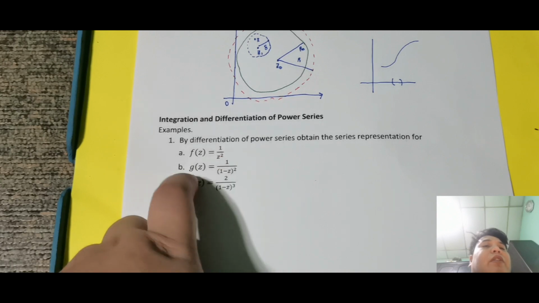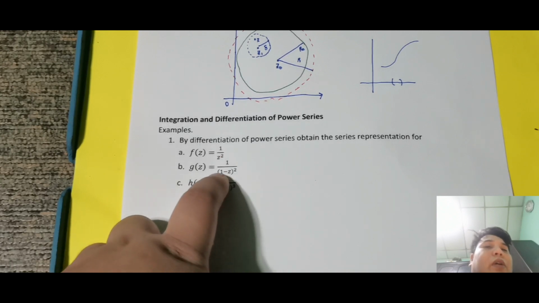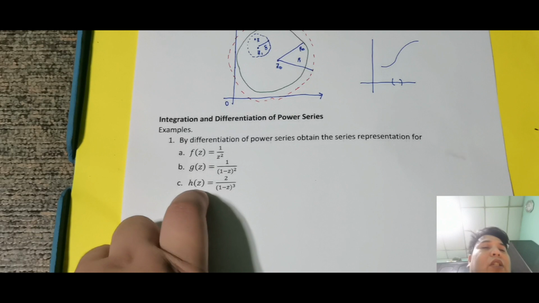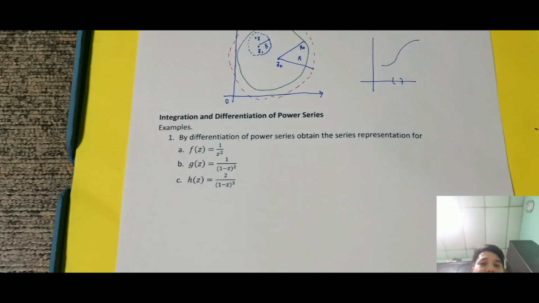f of z is equal to 1 over z squared, g of z is equal to 1 over 1 minus z squared, then h of z is equal to 2 over 1 minus z cube, 1 minus z raised sa cube.